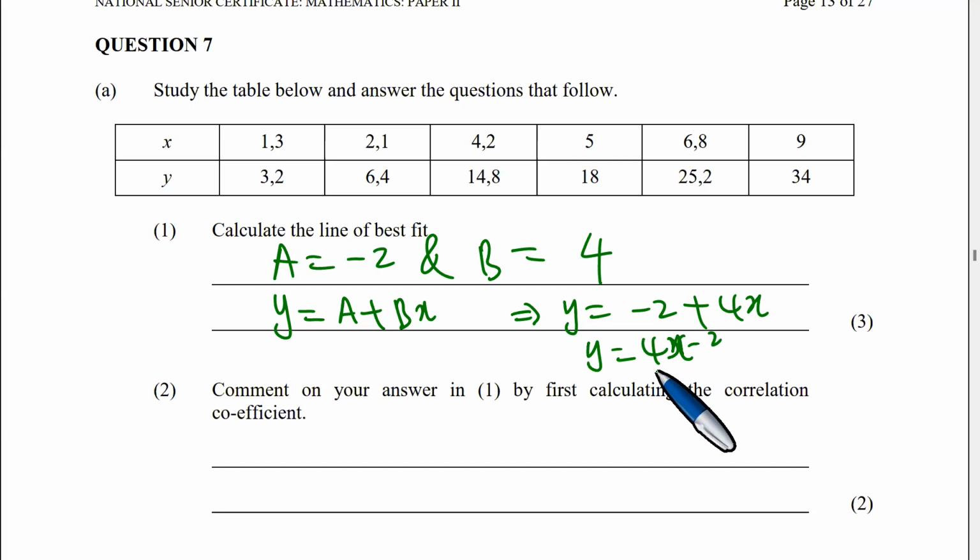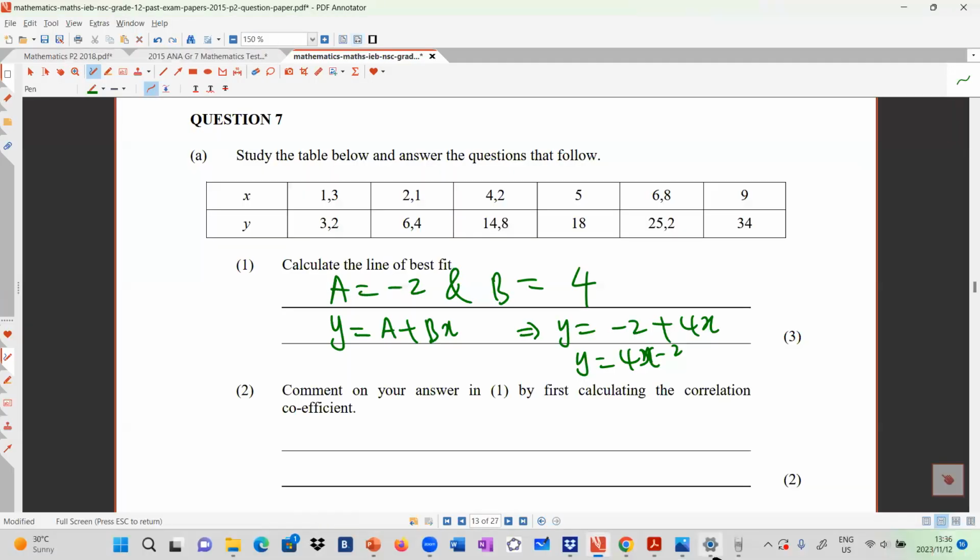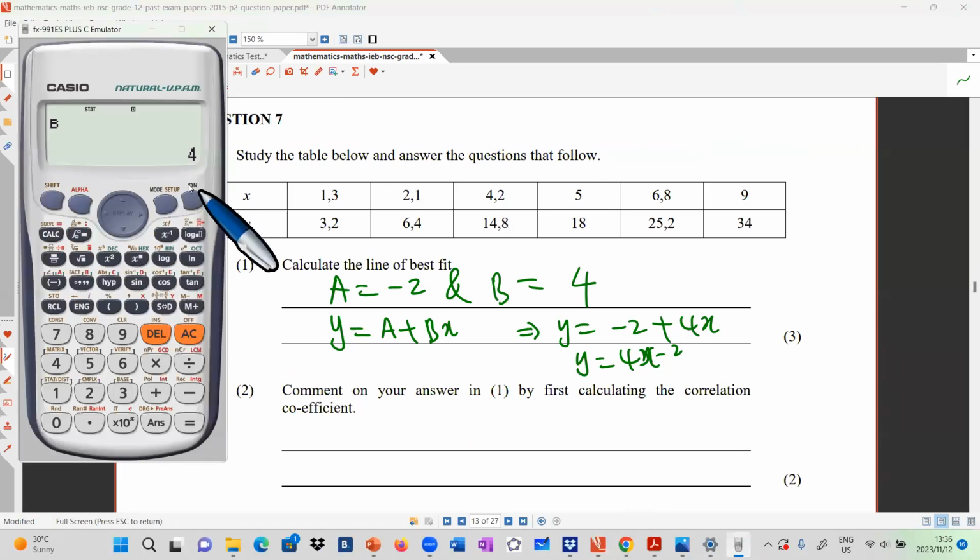Comment on your answer. I'll just comment very quickly. Comment on your answer by first calculating the correlation coefficient. So I'm going to quickly do the correlation coefficient. The calculator is still there. It has the data. Did not delete anything. So it's going to be shift stat, then we're going to do regression analysis, then the correlation coefficient is number 3, R. And we get the number 1, so which means the correlation coefficient is 1 there.